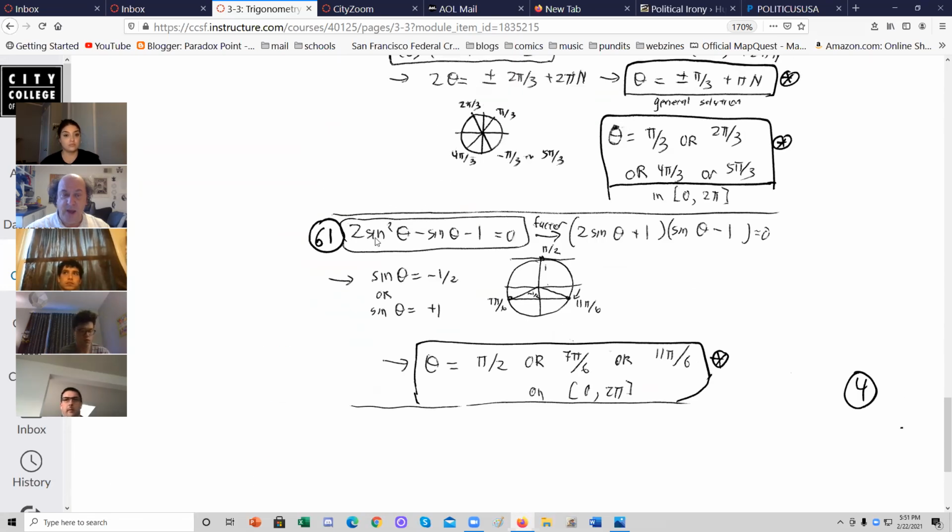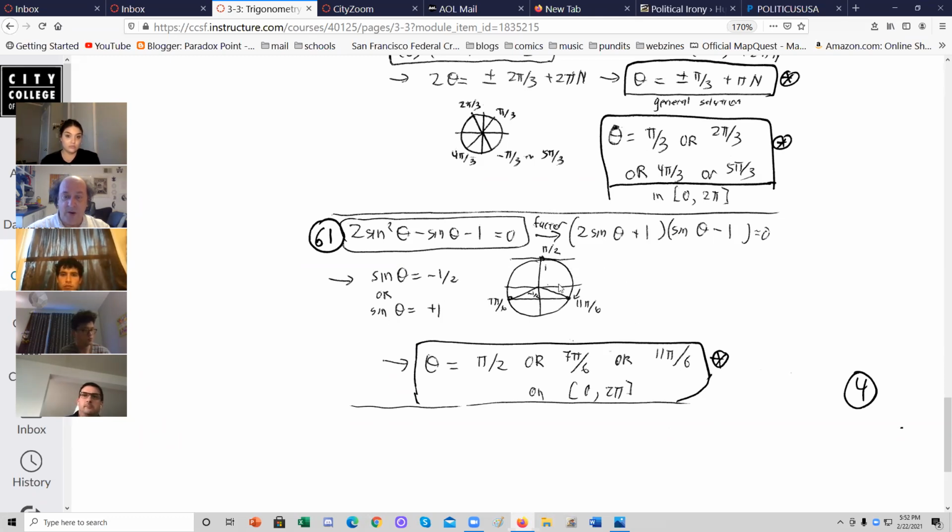Here we're getting kind of cute. This is a quadratic in the sine. 2 sine squared minus sine theta minus 1 equals 0. Okay, so this is really, first we have to solve a quadratic, and then we have to solve a trig equation. Now, a few steps short, this polynomial in sine factors into 2 sine theta plus 1 times sine theta minus 1. You can also solve for sine by the quadratic formula, whatever. 2 sine theta plus 1 equals 0 means sine is negative 1/2. Sine theta minus 1 equals 0 means its sine is 1.